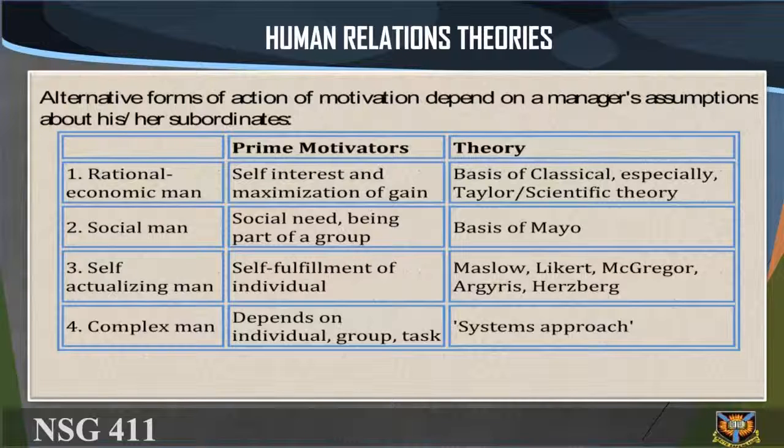3. Self-actualizing man. Self-fulfillment of the individual. Maslow, Likert, McGregor, Herzberg theory. 4. Complex man. Depends on individual, group or task. Systems approach.